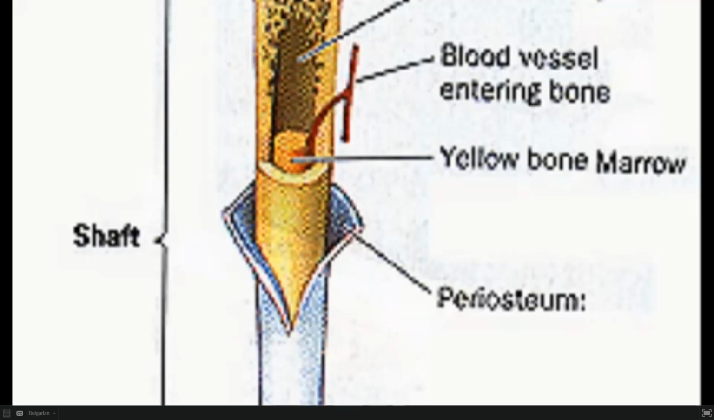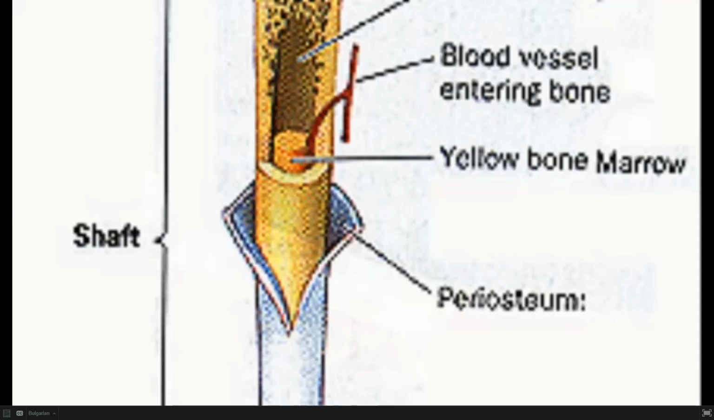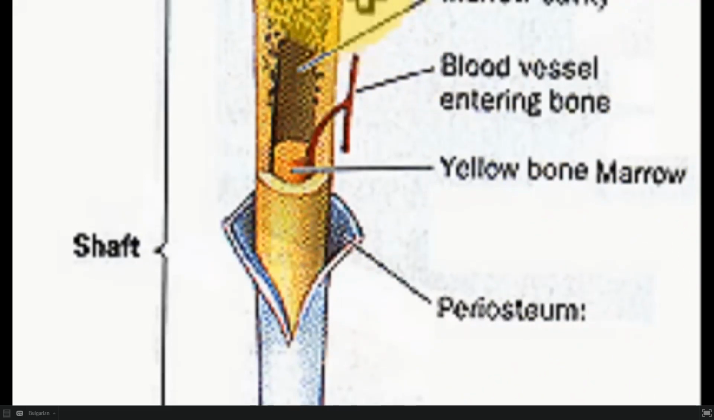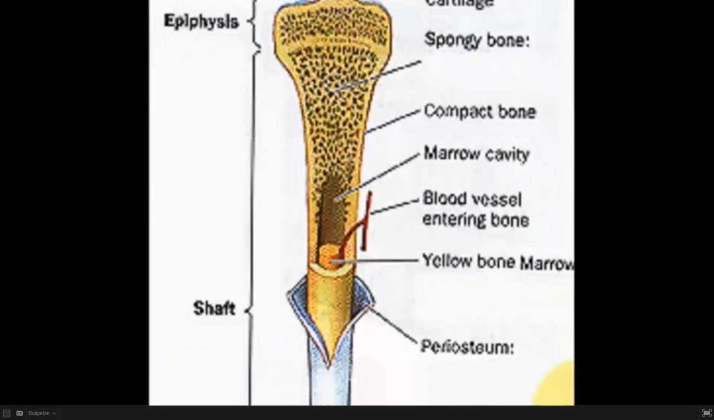Yes, my screen shows it. I'm looking at the live stream also, and I'm speaking about the picture on the live stream because I see it. But we are trying to look at it. We only see the picture of the bone. It says bone structure, spongy bone, and blood vessels, and yellow bone marrow, and that's all we see.